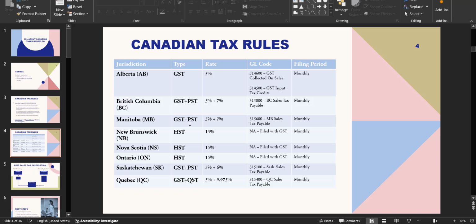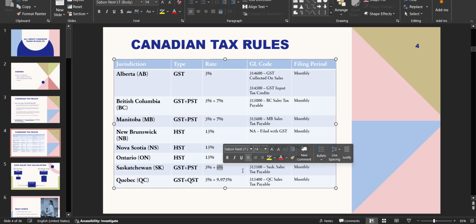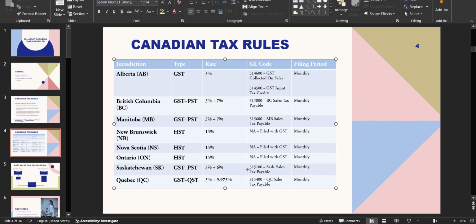Manitoba, that's the same thing, GST plus PST, they have the same PST rate of 7%. And in different regions, for example, Saskatchewan, so SK, they also have PST, but the PST rate is going to be 6% instead of 7%, right? And we also have a different GL code to trace SK specific sales tax payable.